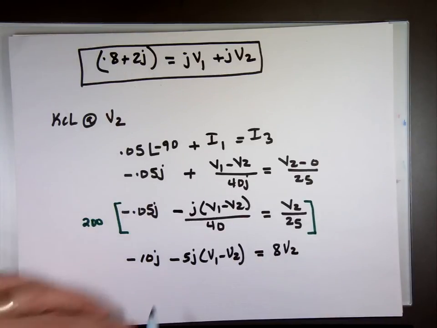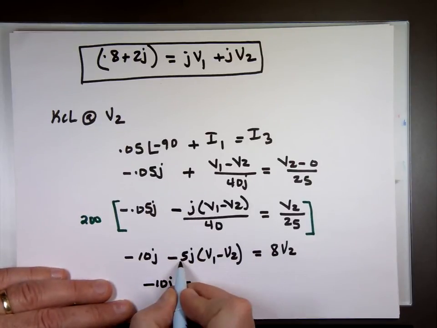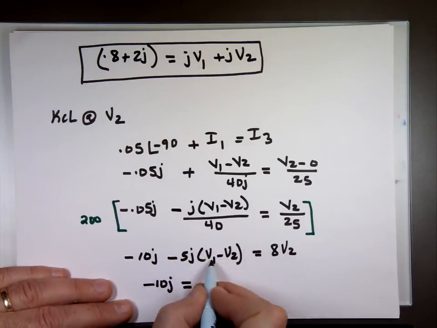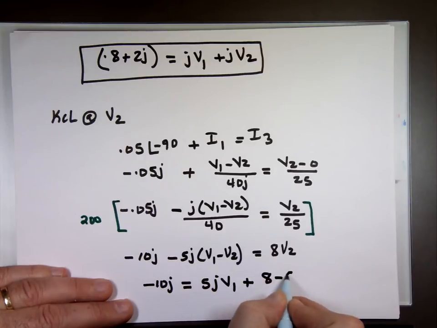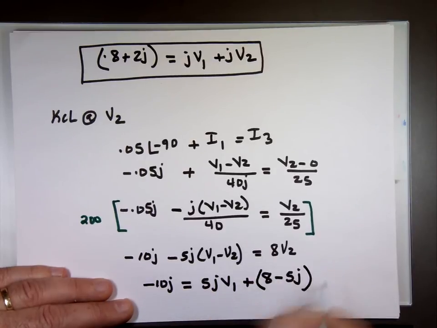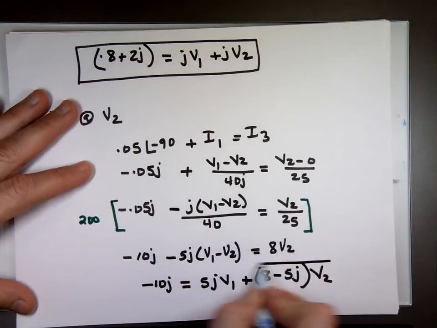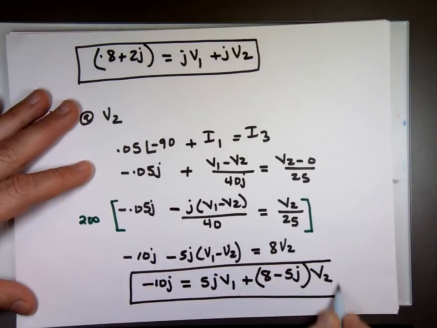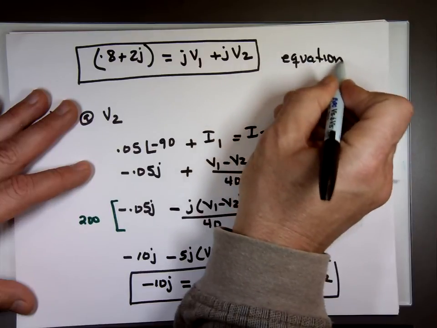Clean it. Negative 10j equals. When I take this one to this side, it becomes a plus 5j. So V1 will be 5j V1 plus 8 minus 5j V2. And now that's my second equation. I have two equations by two unknowns. Equation 1, equation 2.